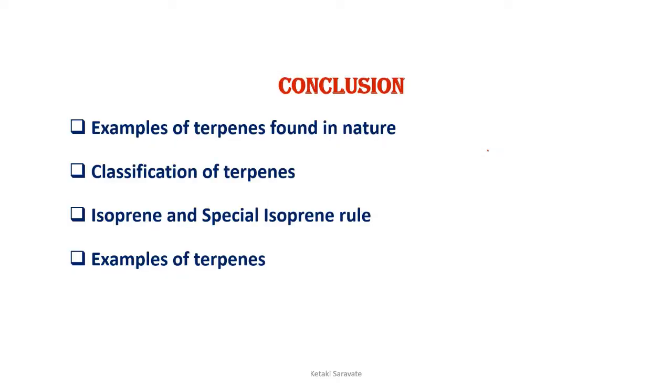To conclude, we have seen different examples of terpenes found in nature. Also, the classification of terpenes based on the number of carbons present. Also, we saw the isoprene and special isoprene rule and different examples of terpenes. In our next video, we are going to learn about the mevalonate pathway, the pathway by which different terpene precursors are synthesized. Also, the biogenesis of monoterpenes and sesquiterpenes in detail.